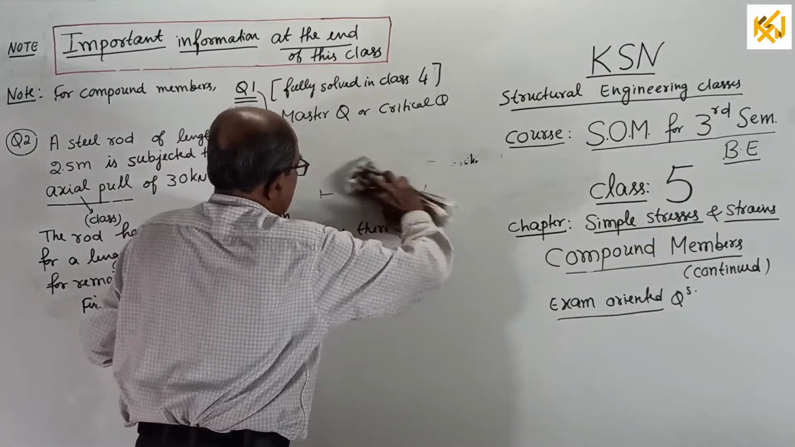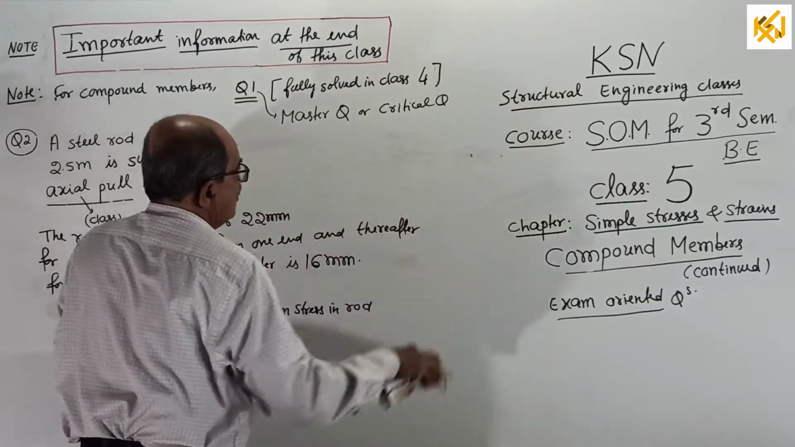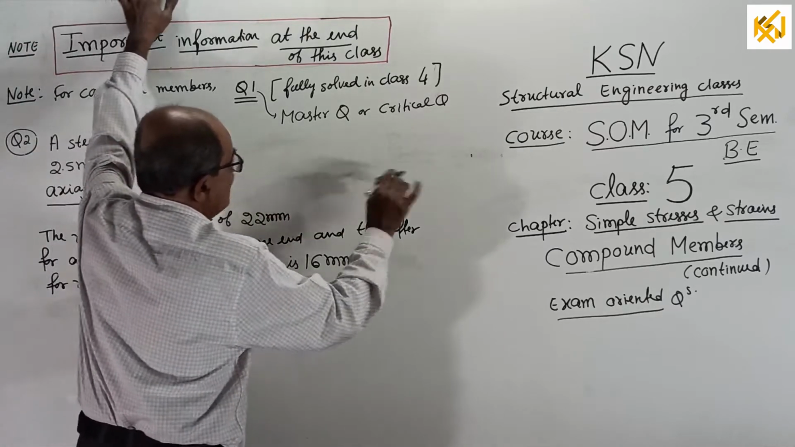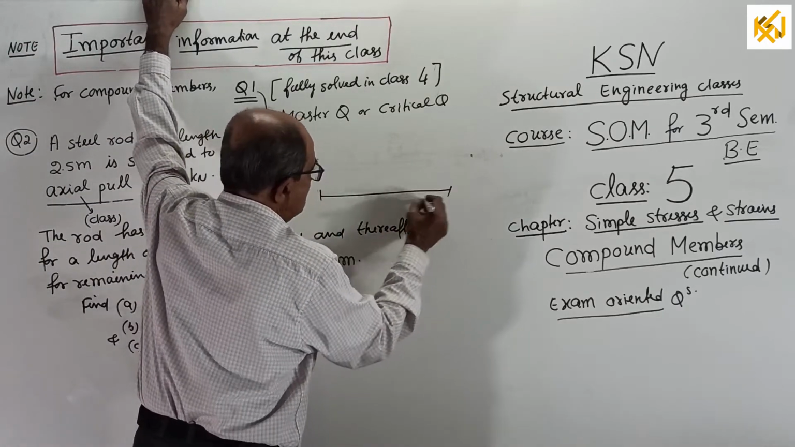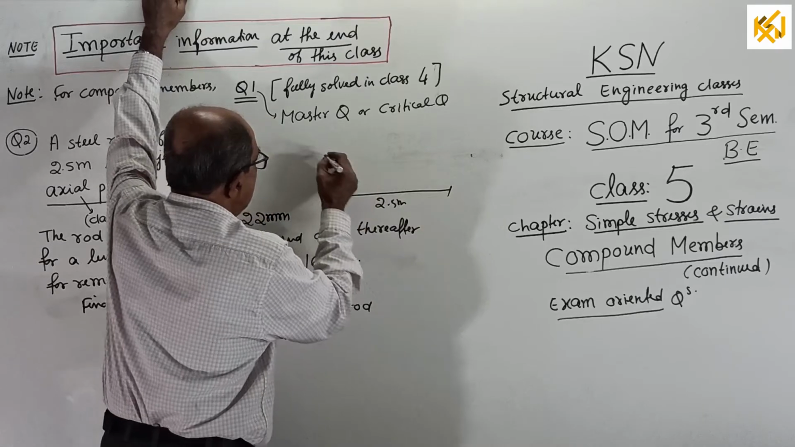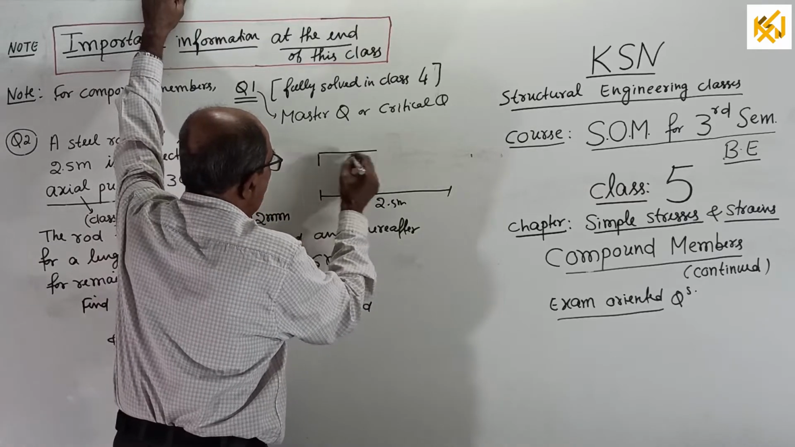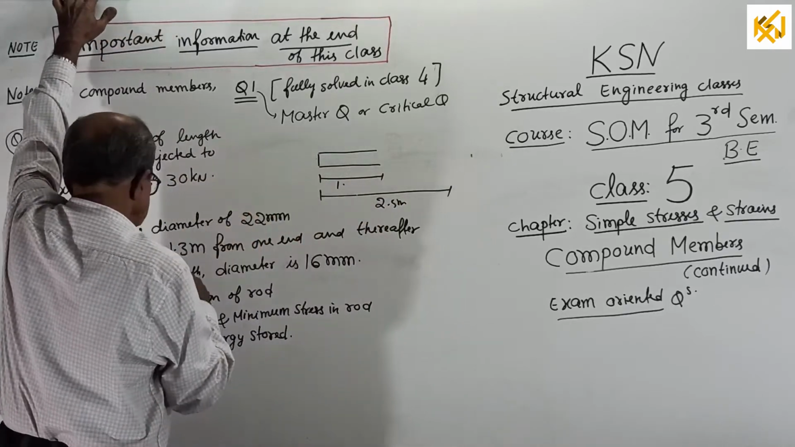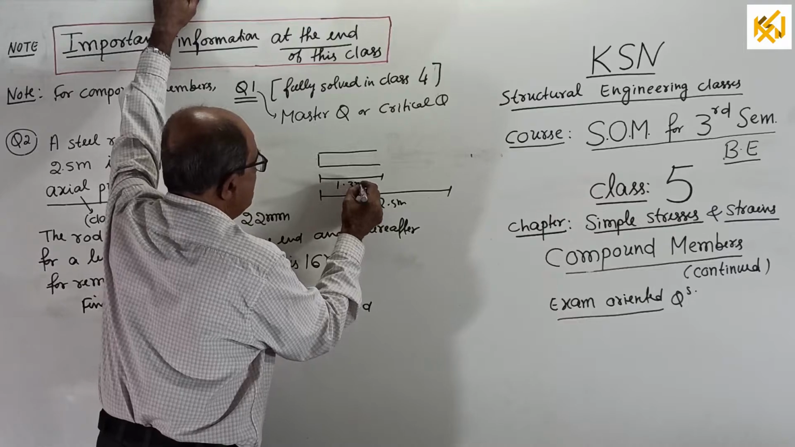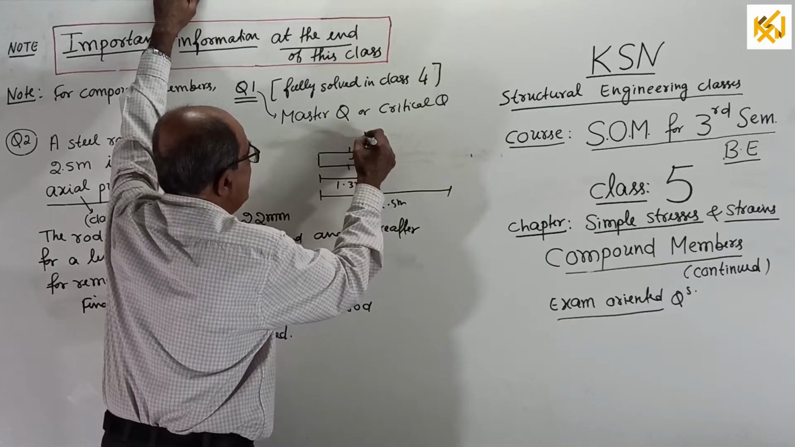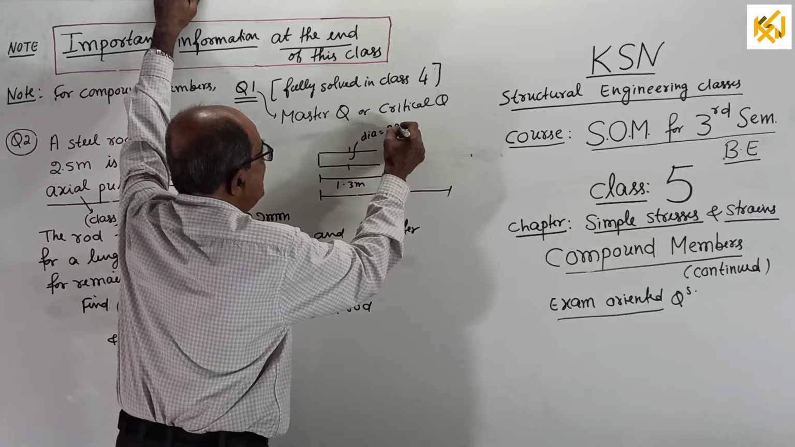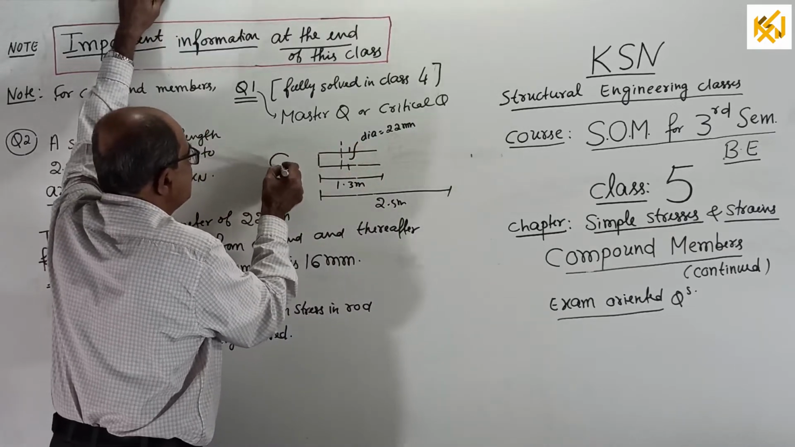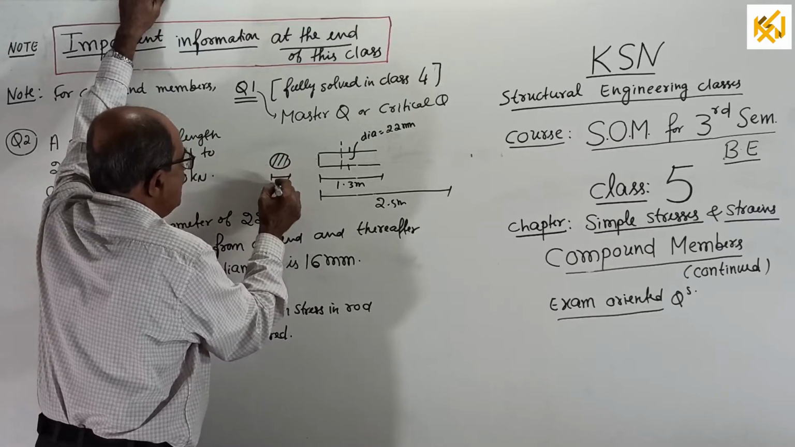As per their information, the question is a rod of length how much? 2.5 meter. Okay. Later I'll mark. I'll mark 2.5 meter here. 2.5 meter is the length. If I put the rod here, see, it is like this for 1.3 meter. For 1.3 meter, it has a diameter of 22 millimeter. That is, if you take the section somewhere here, you can see a circular section of diameter 22 millimeter.